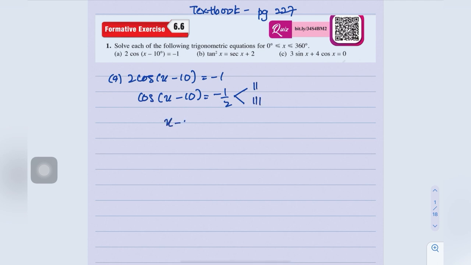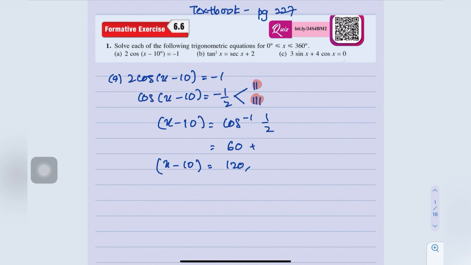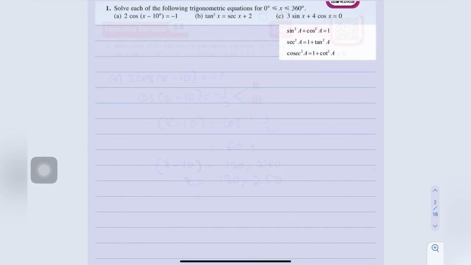Okay, so to find the angle of x minus 10, we press calculator shift cos 1 over 2. We get 60 degrees. Okay, so just now we identified angles in quadrant 2 and quadrant 3. So therefore, x minus 10 in quadrant 2 is 180 minus 60, which is 120. And in quadrant 3, 180 plus 60, which is 240. So x equals 130 and 250 degrees. Okay, question B.